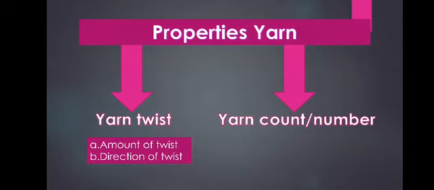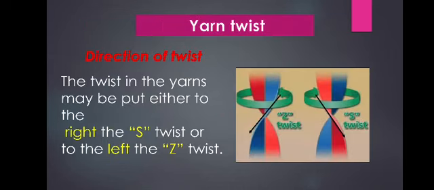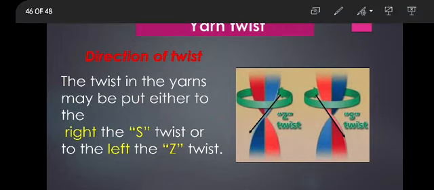Their different properties are grouped into two: yarn twist, and yarn count or number. In yarn twist, there are two characteristics: the amount of twist and the direction of twist. The twist in the yarns may be put either to the right, the S, or to the left, the Z. If it is to the right side, it is S, and if it is to the left side, it is Z twist.